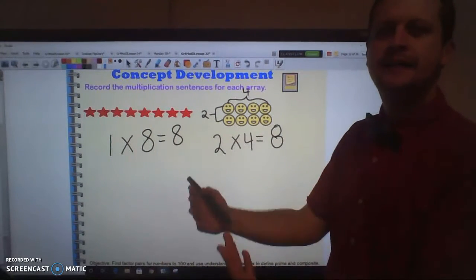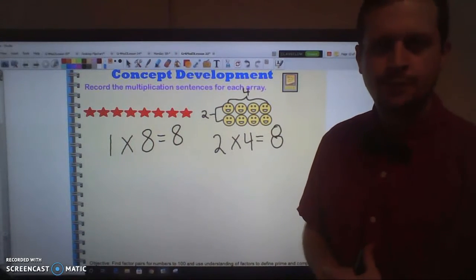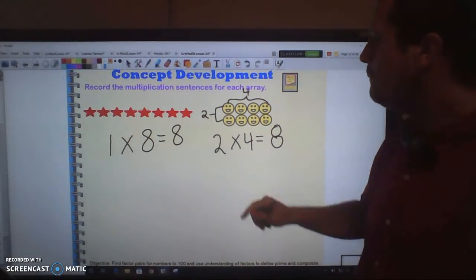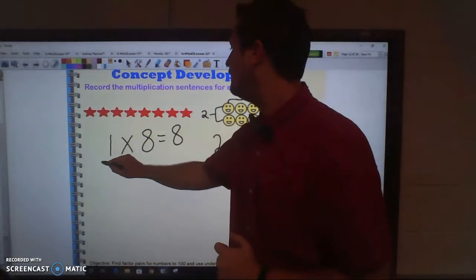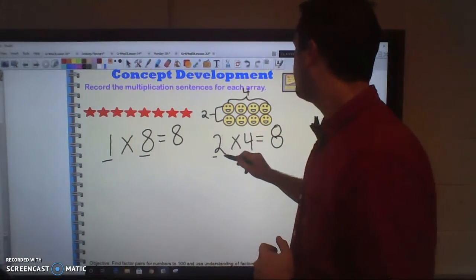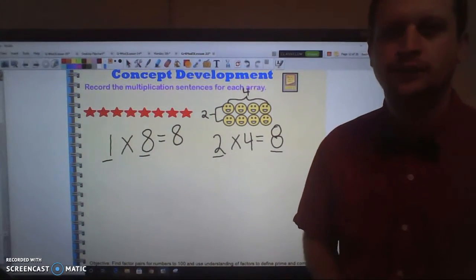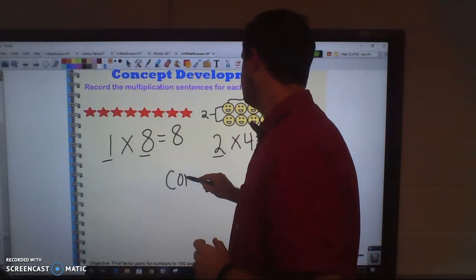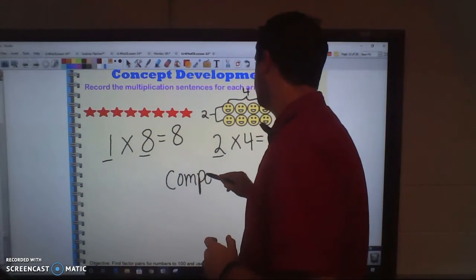This leads me into another word. Not prime, we're not there yet. This leads me into composite. Because 8 has 1, 2, 3, 4 factors, it is composite.